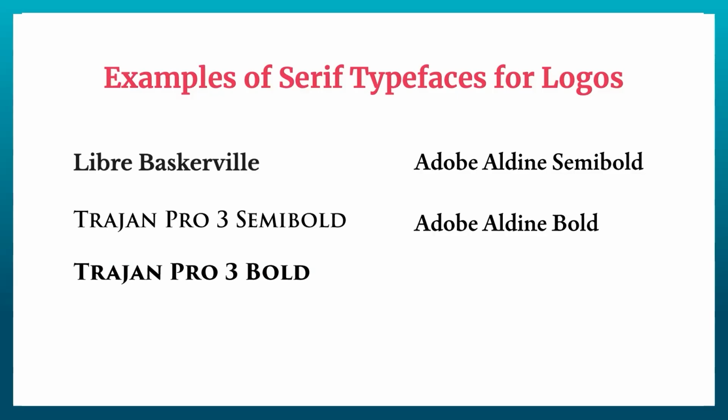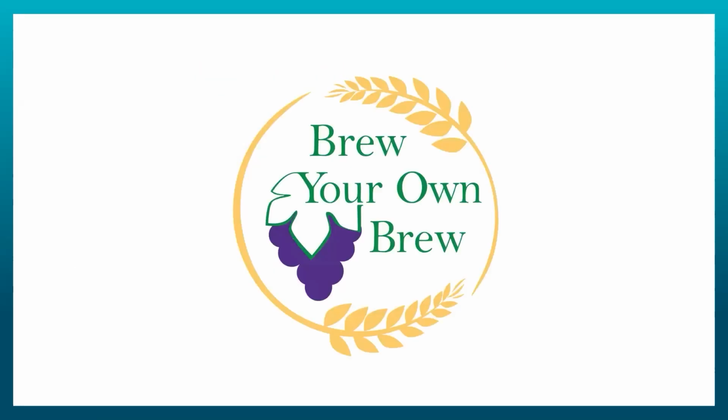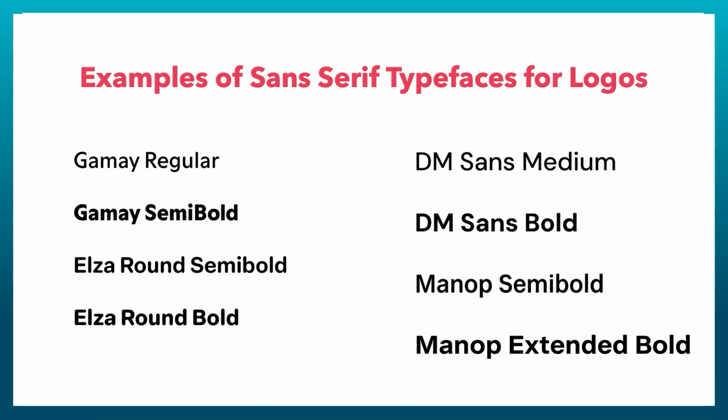Now let's take a look at a few examples of each type of font that could still work well in a logo because they have strong, clean lines. A few examples of serif fonts that could work well in a logo are Libre Baskerville, Trajan Pro, or Adobe Aldine. Here is an example of a logo that I created using a serif font. Some examples of sans serif typefaces for logos are Gamay, Elza, DM Sans, or Manrope. But there are many, many sans serif fonts that you could use for a logo. So these are just some ideas to get you started.